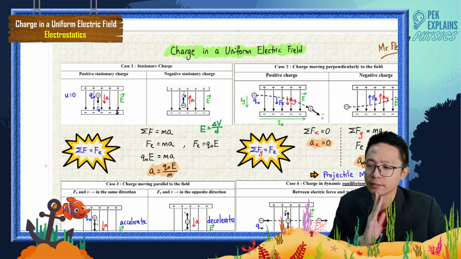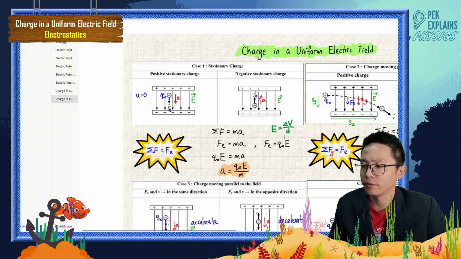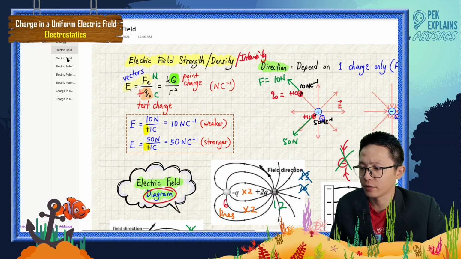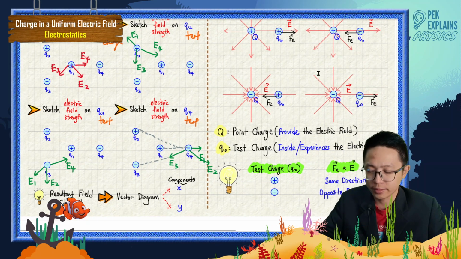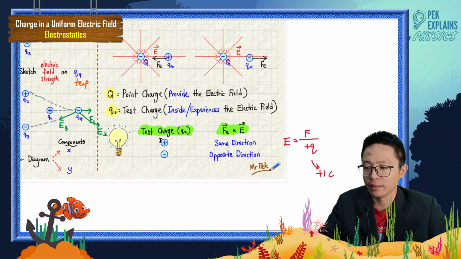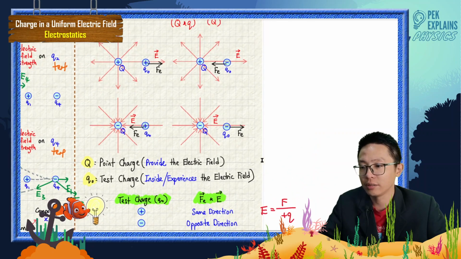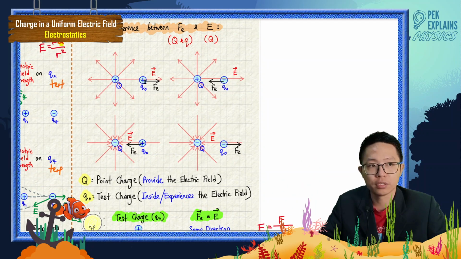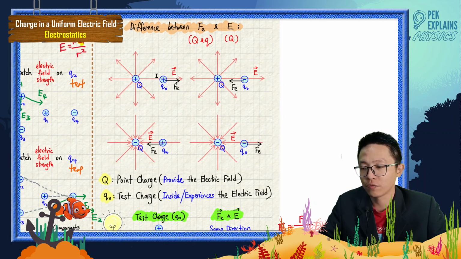Another way to see this is to remember what we have learned before in identifying the electric field. Still remember this one? If it is a positive test charge, the force and electric field must be in the same direction. But if it is a negative test charge, the force and electric field must be in the opposite direction. Do you see that?